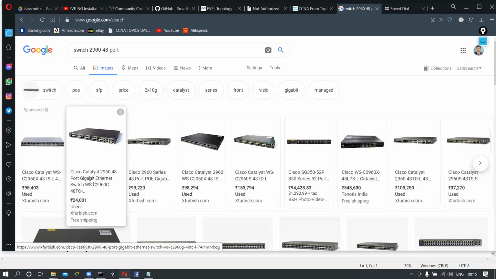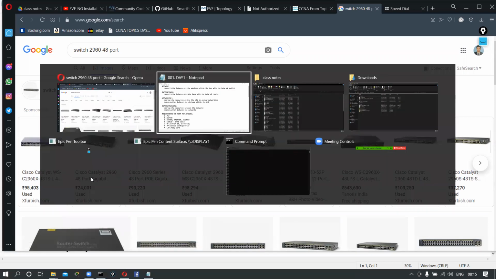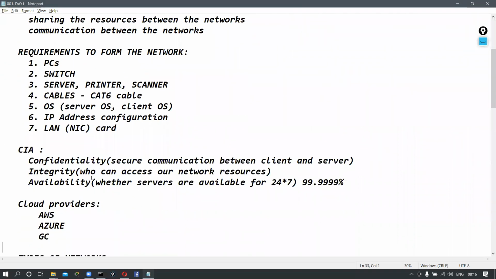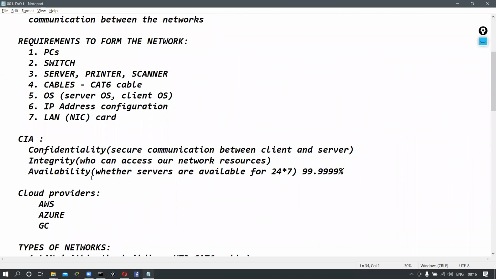Without a LAN card, you can't get that LAN port, then you can't connect the cable. And also, LAN card will provide two addresses. Let me write that down also. One second, let me connect the writing pen. LAN card has two addresses.